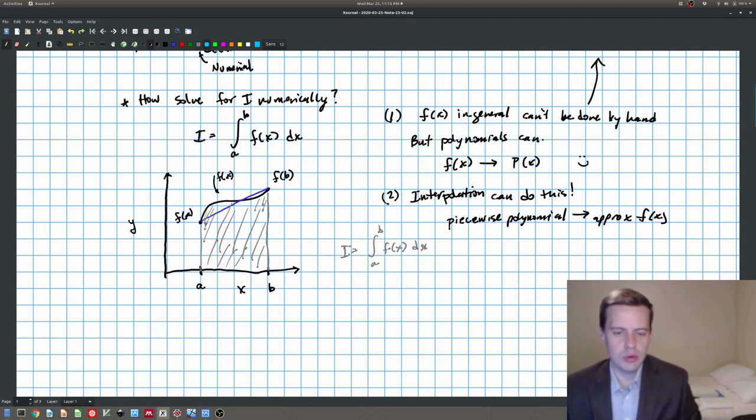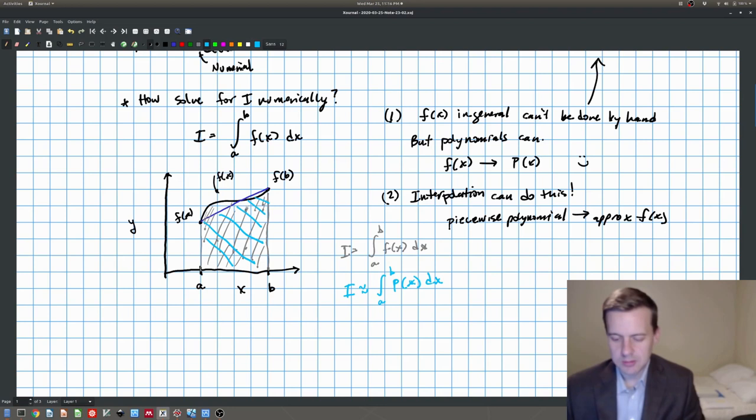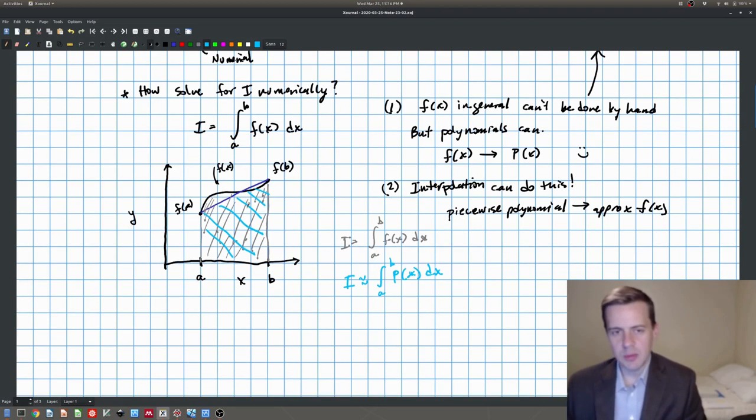Now blue is going to be all this stuff under that curve there, and I'm going to say that I is now approximately the integral from a to b of p of x dx. And what we're going to see in a minute, so I'm going to do this first for just a single interpolation between these points, but we'll see in a minute how to do it piecewise so we can do an even better job. All right, so let's do an example of this.